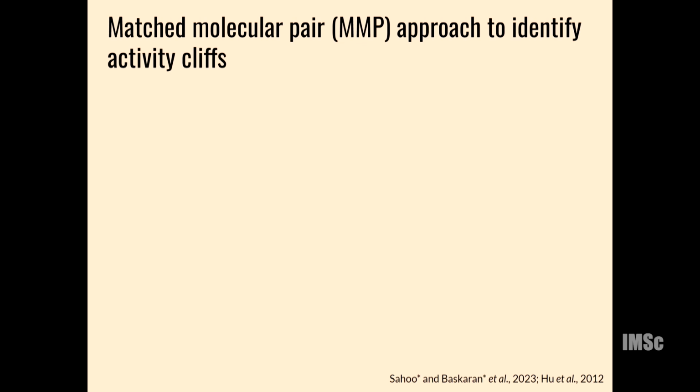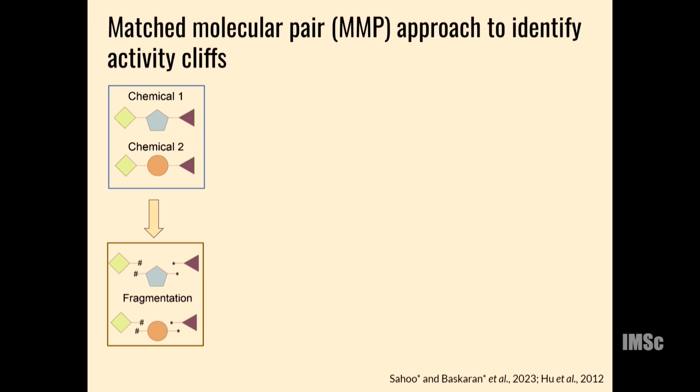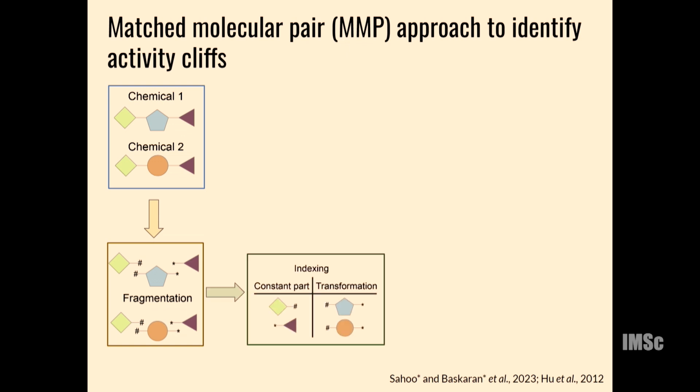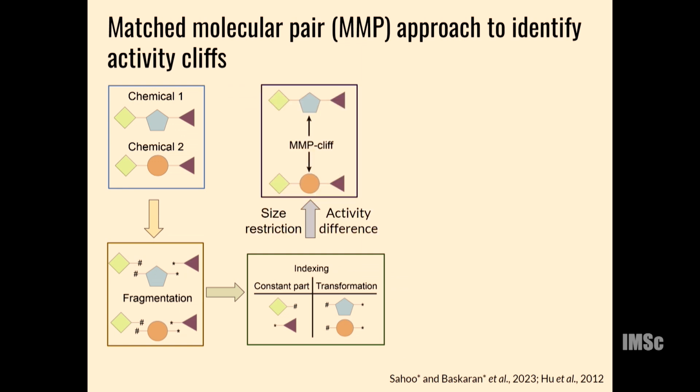So how do we identify chemicals which satisfy MMP properties? You take two chemicals and fragment them into all different pieces, and you see which fragments are common between the two chemicals. In this case the left and right sides are common, which is the constant part, and the middle fragments are transformed. That is, if you are going from the first chemical to the second chemical, this is the only change which is happening. Since we are looking for activity cliffs, which are basically highly similar chemicals, we impose certain size restrictions and also an activity difference threshold, and we say that if a chemical pair satisfies this condition, then it forms an MMP cliff.